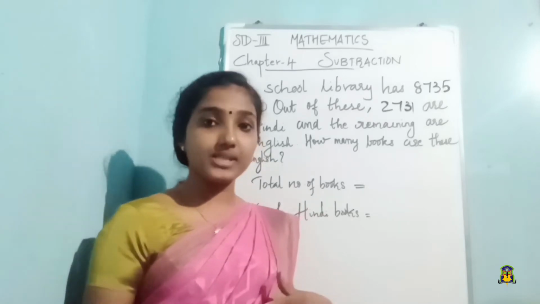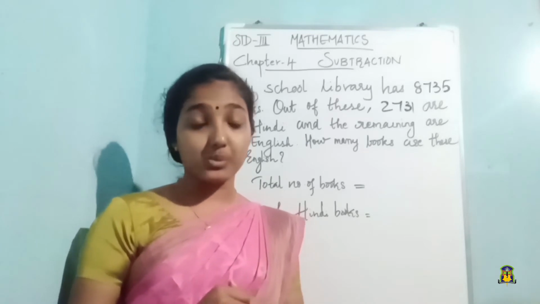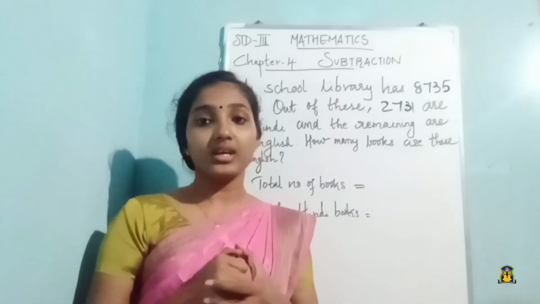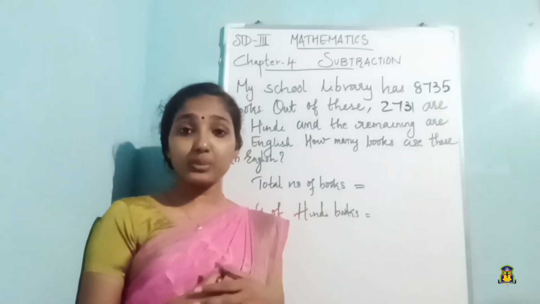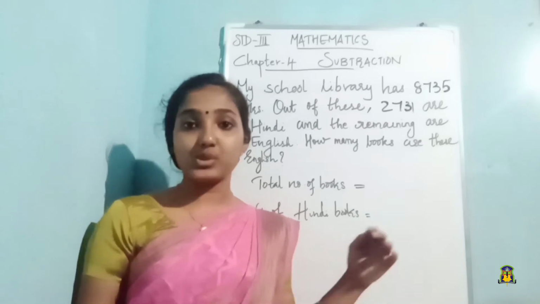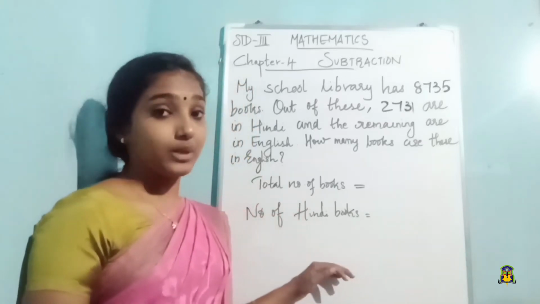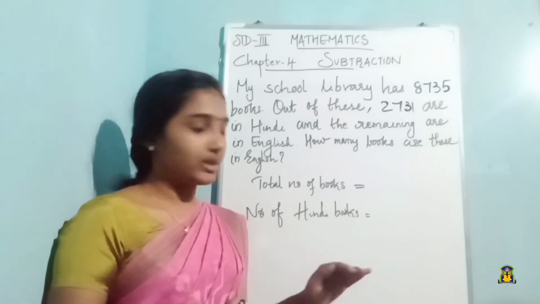So, here what is the question? We have to find how many books are there in English. We have to find the number of English books. For that, what we have to do? Whenever you are given a word problem, you have to write what all things are given in the question. Firstly we have to list out what all things are given in the question.